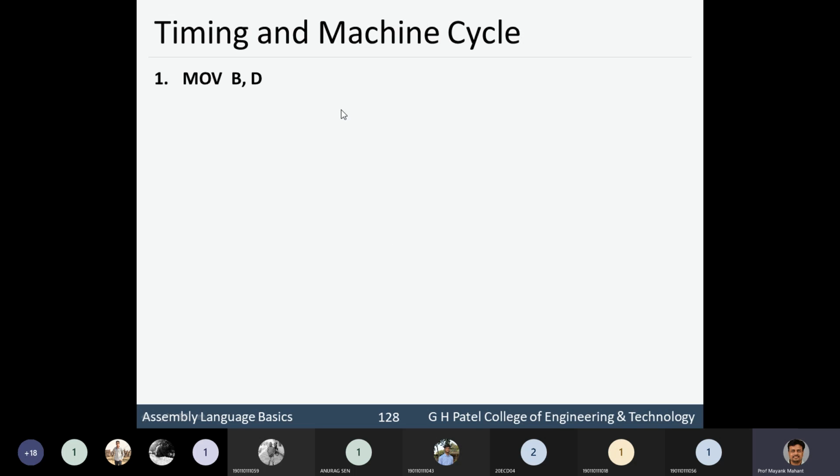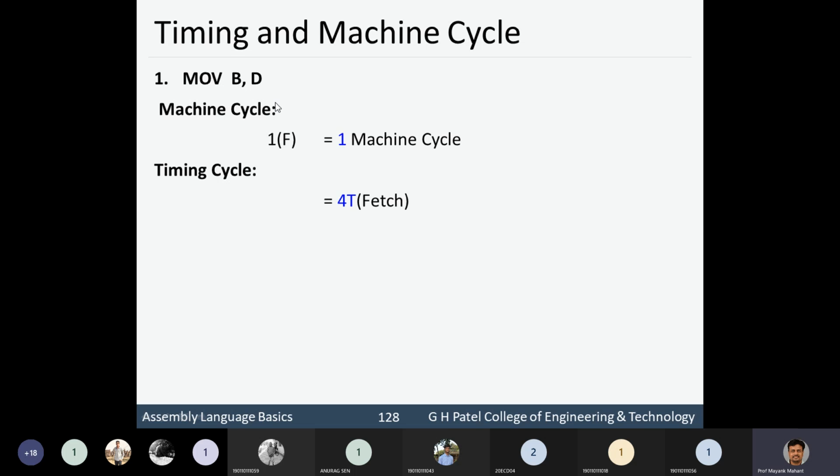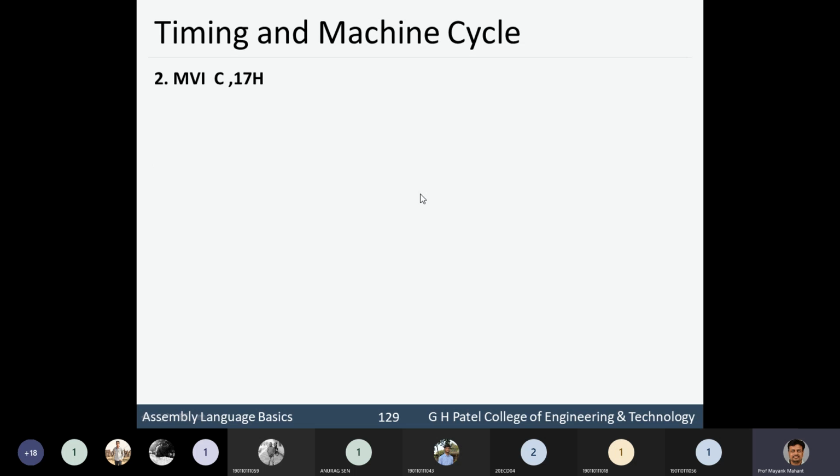Okay, so let us see the timing diagram of the instruction MOV B comma D. It means the content of D must be stored in the register B, and if you remember, this is a 1 byte instruction. In this, first it would fetch the code, so it will require one machine cycle, and the timing for it is 4 T states.